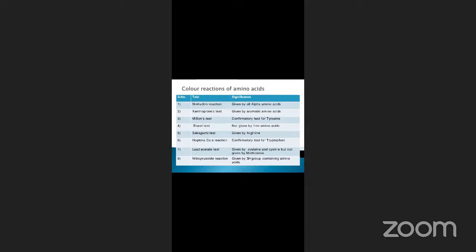So this is all about amino acids: the classification of amino acids, the different 20 amino acids, and their functions. Now, how these amino acids are involved in protein synthesis, that we will discuss. I will share another PPT.